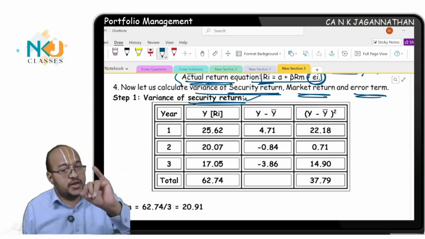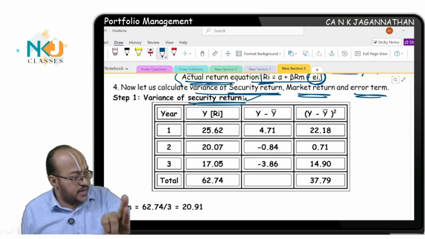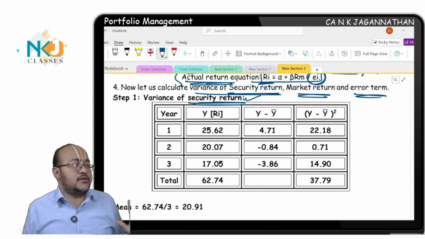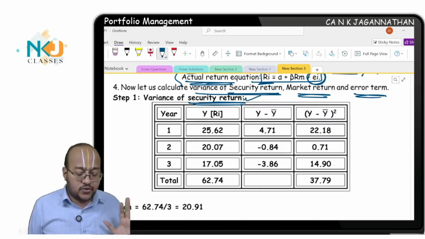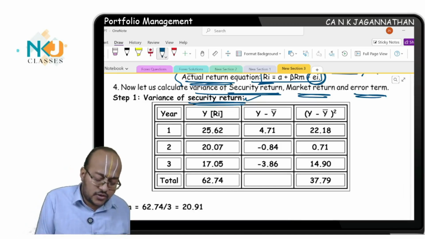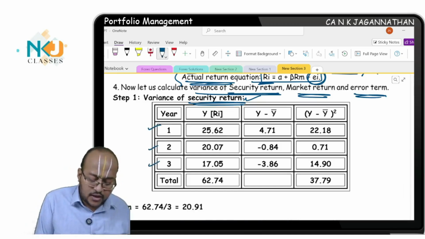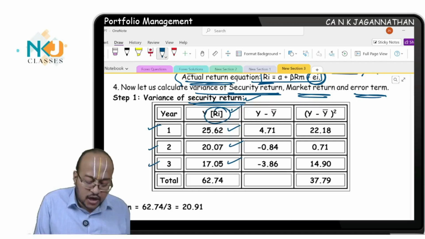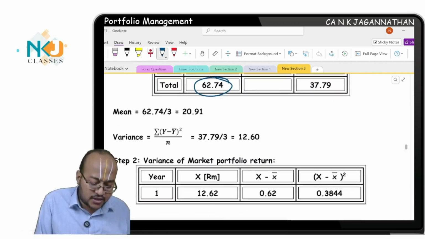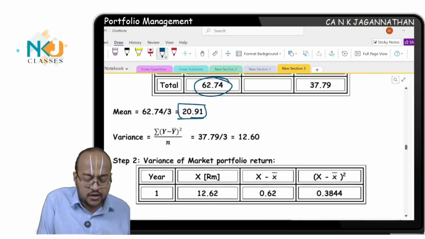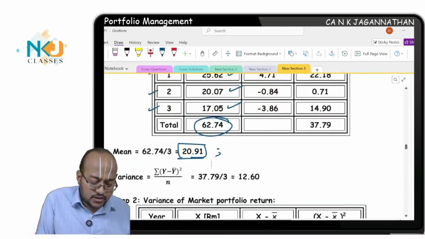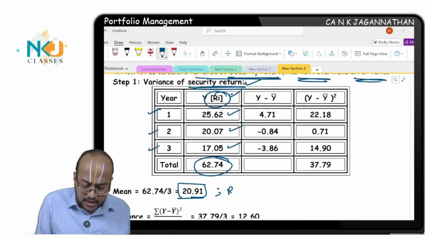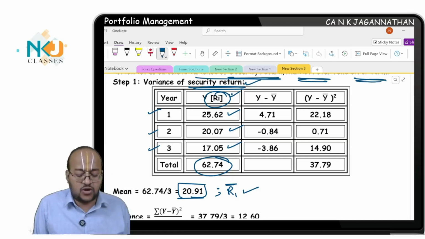Now, same computation. So what we need to find out? Variance of security return, variance of market return, and then variance of the error term. All these 3 we will try to find out. So variance of security return, how to find out? Here 1, 2, 3 is there. RI, respective years' actual return of the security. Total of this divided by 3, simple average, you will get mean return, which is nothing but RI bar. Are you all understanding? We got RI bar.